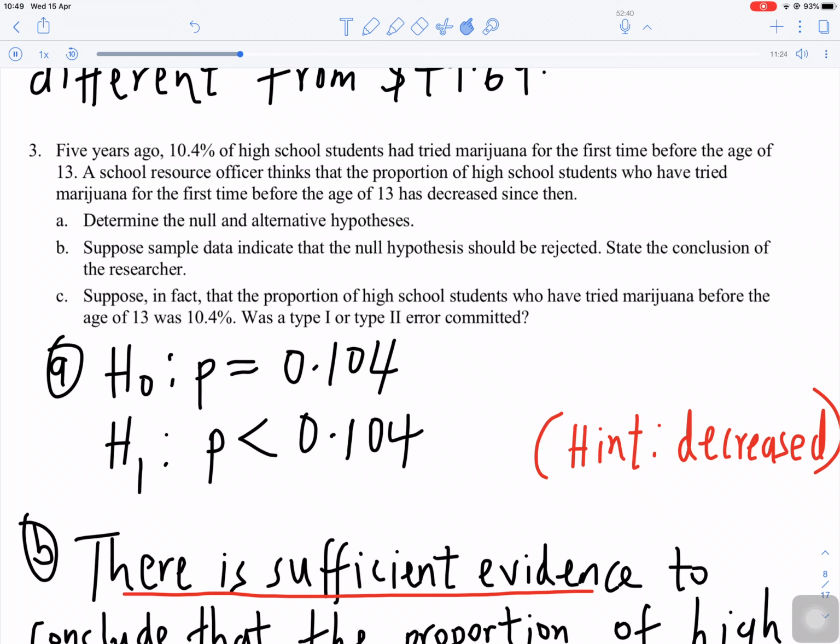So this is it. There's an established result from 5 years ago, that 10.4% of high school students had tried marijuana for the first time before their age 13. But what the school resource officer wants to test is to determine whether that proportion has actually decreased. Okay, so there is a word in there that we should pay attention to: whether the proportion has decreased.